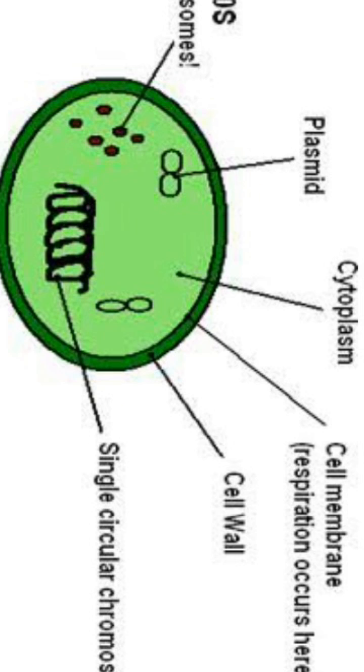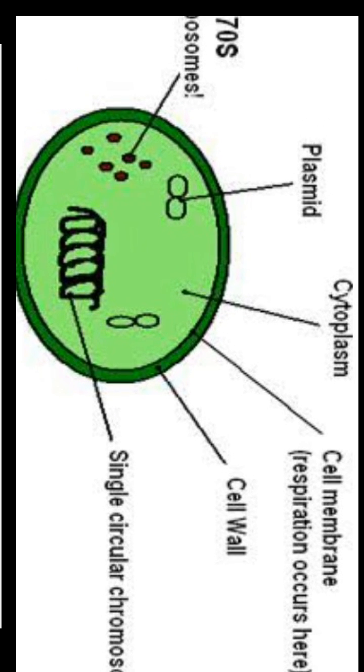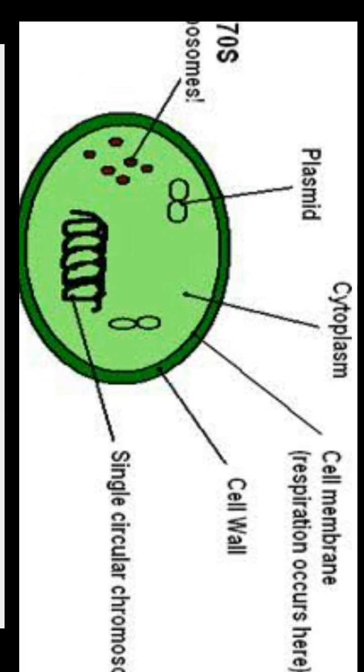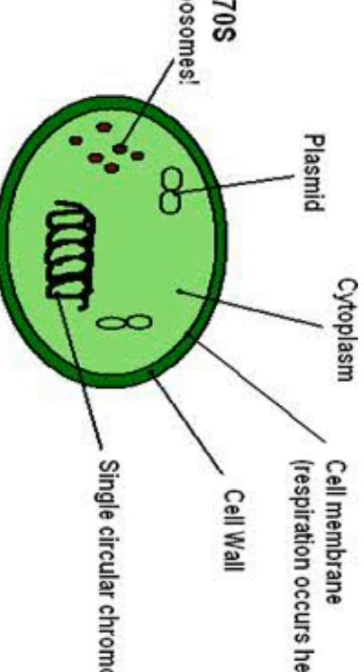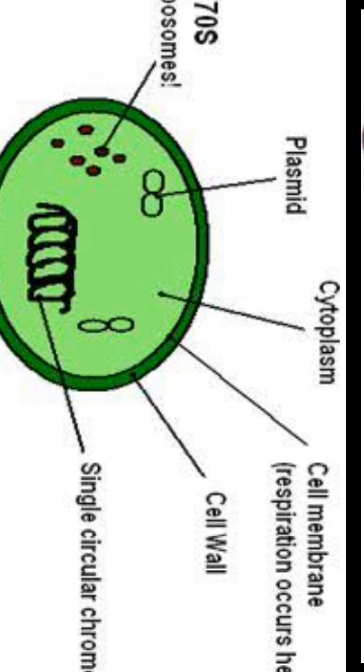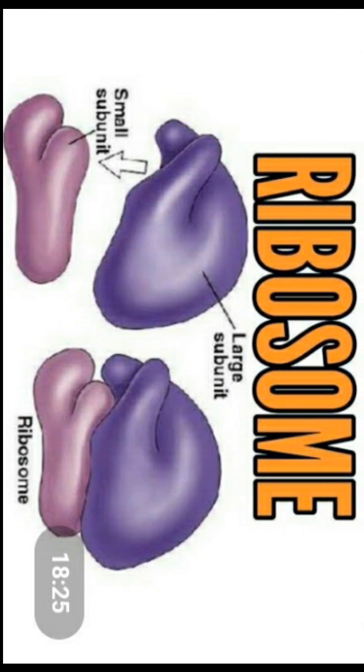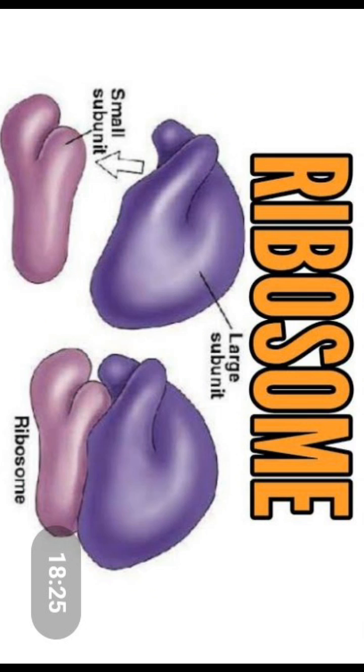Apart from inclusion bodies, ribosomes are also present in the bacterium. The ribosomes are non-membrane bound structures. They are 70S type of ribosomes. About ribosomes I am going to discuss in detail in this video. Make sure one point is clear to you all: ribosomes are non-membrane bound structures. They are present in the cytoplasm of both eukaryotic cells and prokaryotic cells.